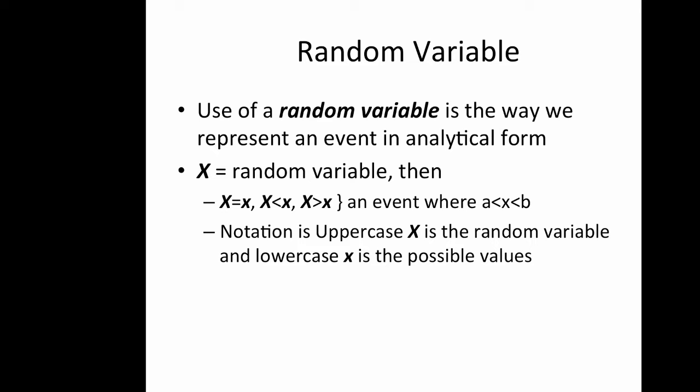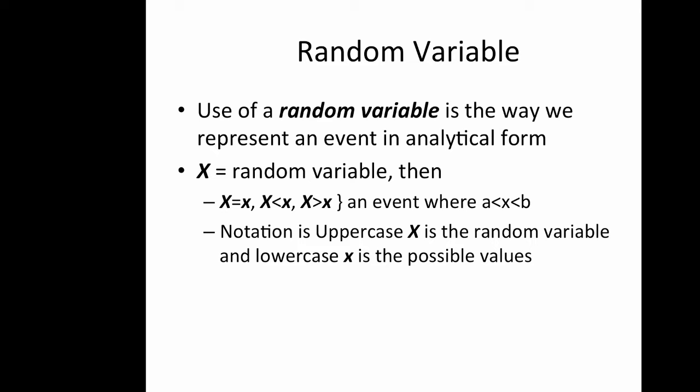So if X is a random variable, then it can take on values of X equal to lowercase x. X could take on values less than some value, lowercase x. Or our random variable X could take on values that are greater than some value x. So this could all represent an event where X may be between values a and b.